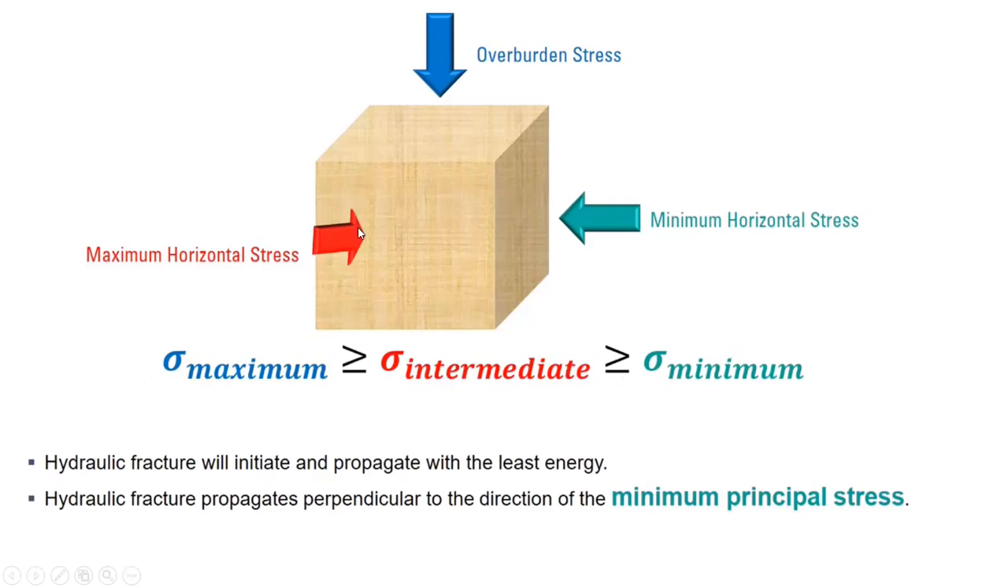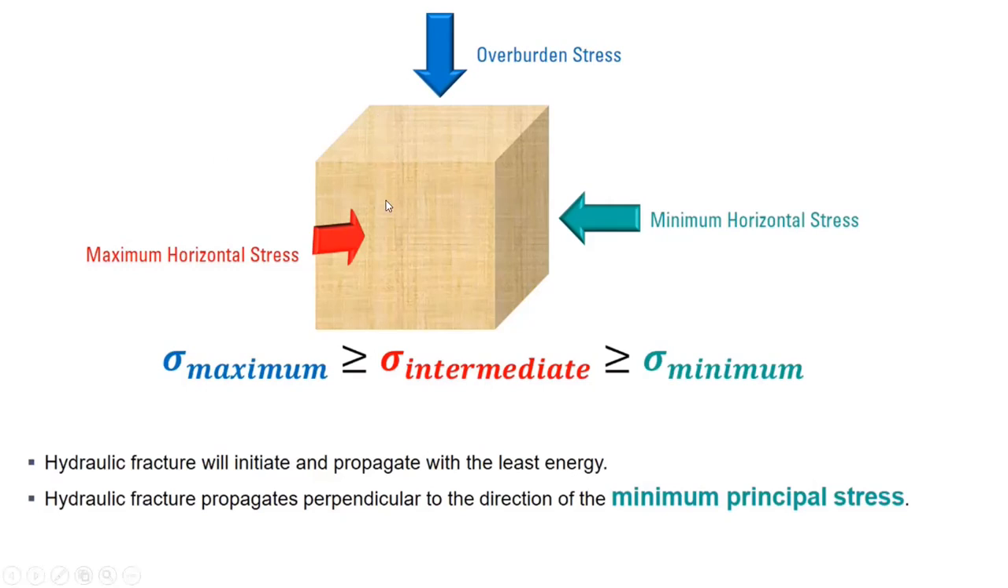We already know between these two horizontal stresses that this one is greater than this, but we don't know what is happening with the overburden stress. There may be a situation where the maximum horizontal stress is greater than the overburden stress, and there may be a situation where the overburden stress is greater than the maximum horizontal stress. Are you with me? I'm with you, sir.